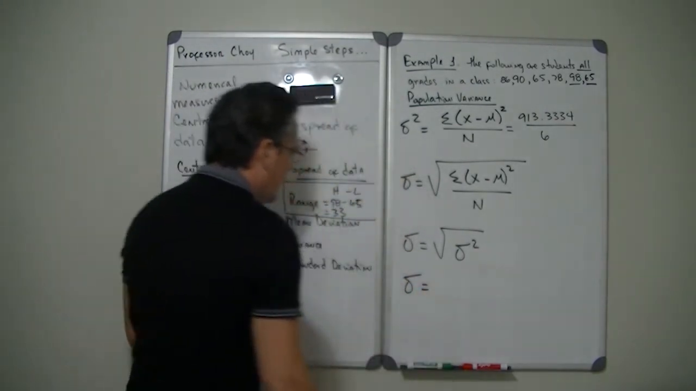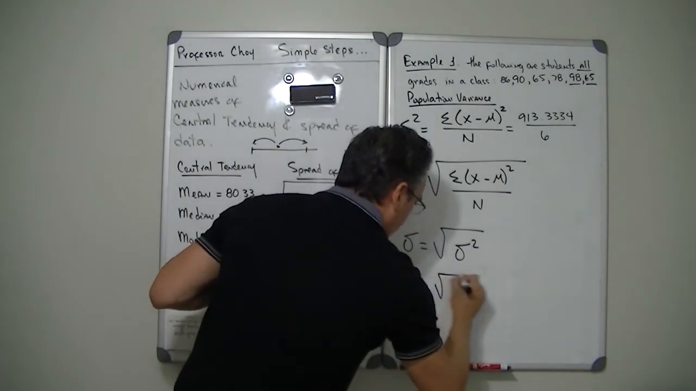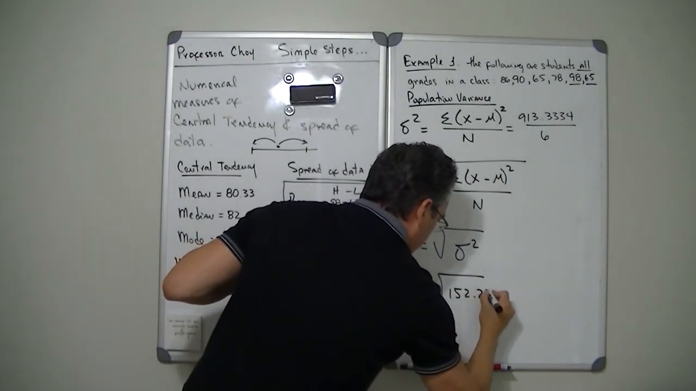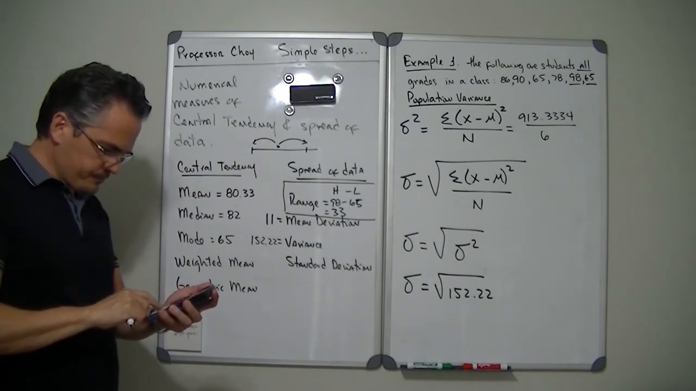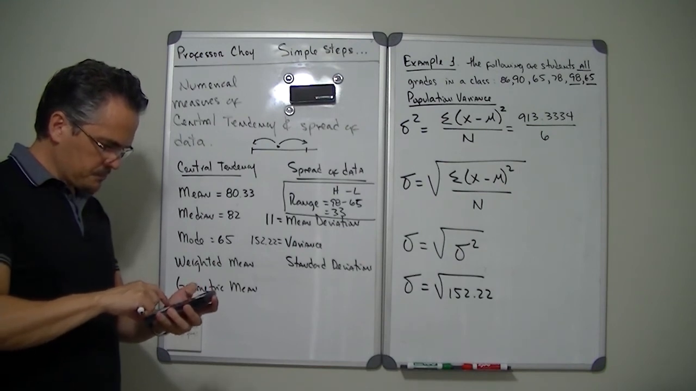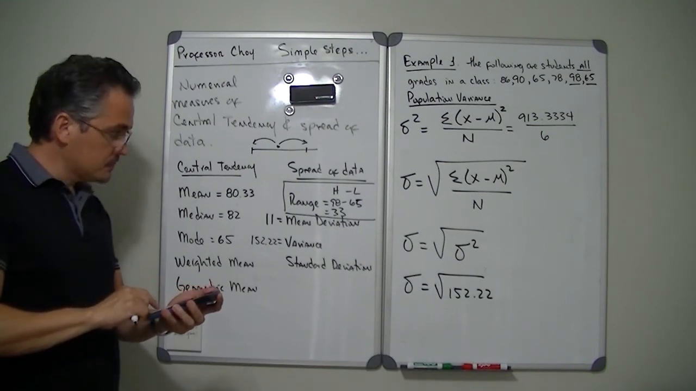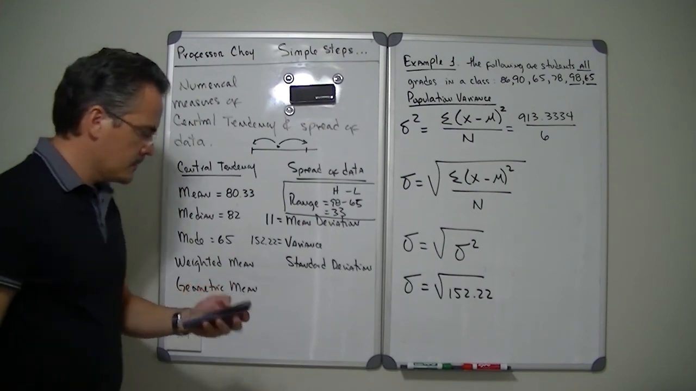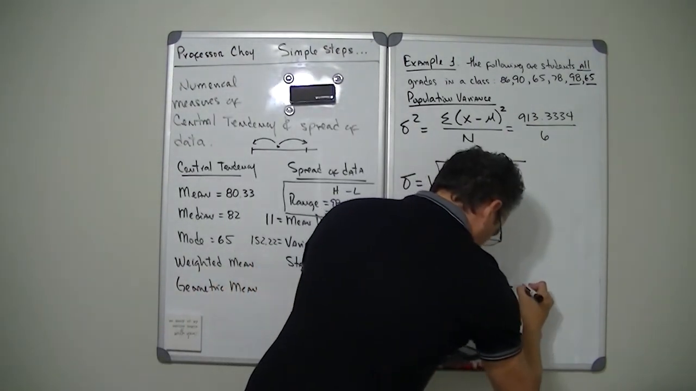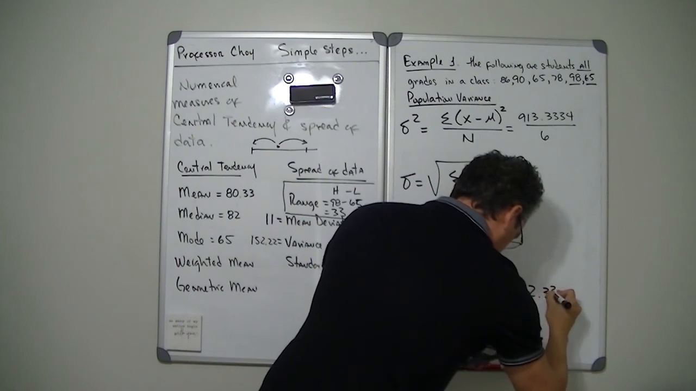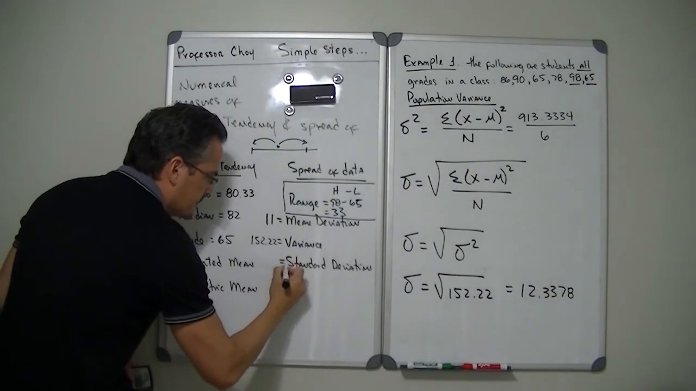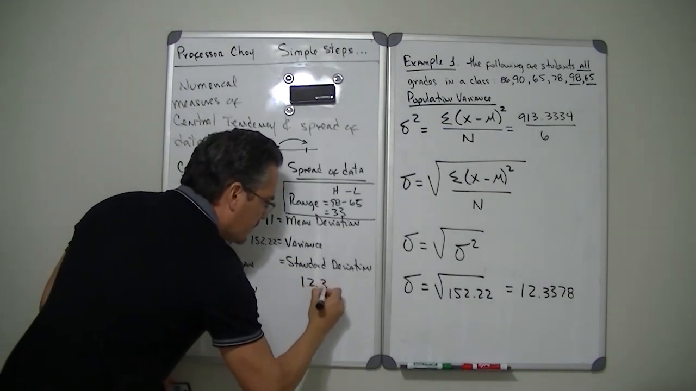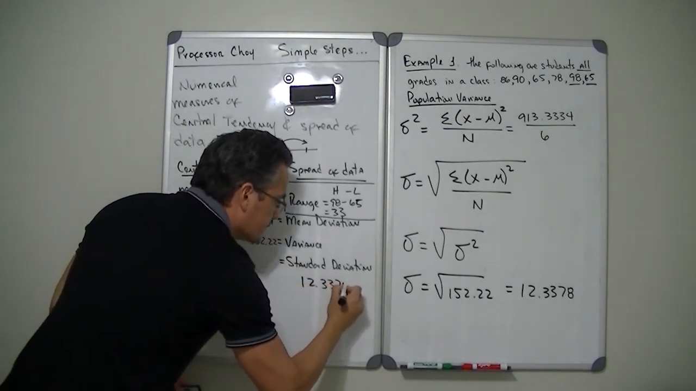So our standard deviation is equal to the square root of 152.22. And we got 12.3378. And that's our standard deviation, 12.3378.